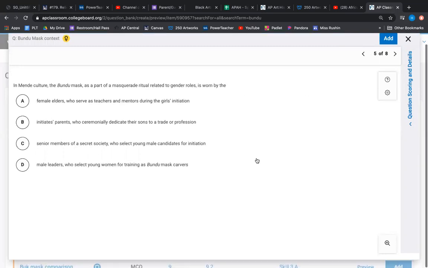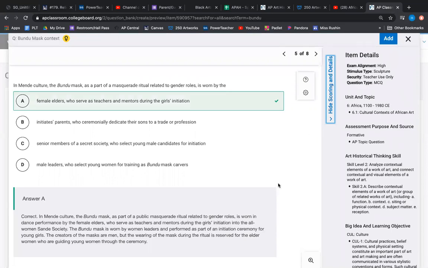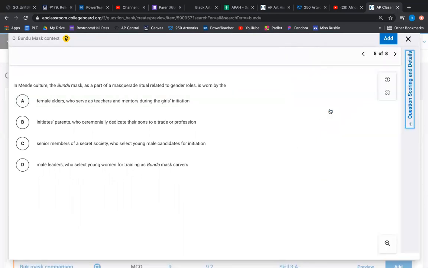All right, let's go to 5. In Mende culture, the Bundu mask, as a part of a masquerade ritual related to gender roles, is worn by which one? This one says senior members of a secret society, yes, who select young male candidates for initiation? No, so we know it's not that one. Female elders, yes, who serve as teachers and mentors during girls' initiations? I'm gonna go with yes. Initiates' parents, male leaders, no, so I'm gonna guess A. Bam. Okay, and you can read the reasoning why.